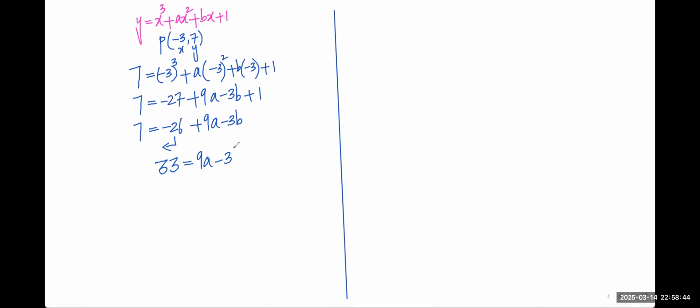Now if you notice, it is divisible by 3. Divisible by 3 means 3 ones are 3, 3 threes are 9, 3 elevens are 33. So I'm getting one relation between a and b: 3a minus b is equal to 11. Any doubt up to here? The same Q point we need to substitute here for the same curve. That work I am doing now.